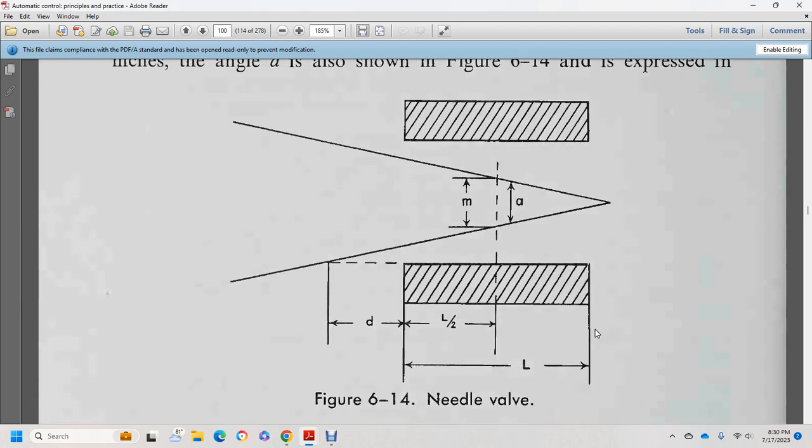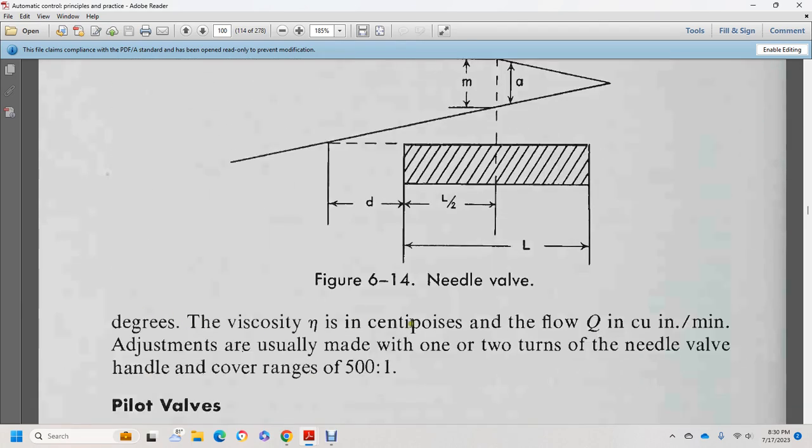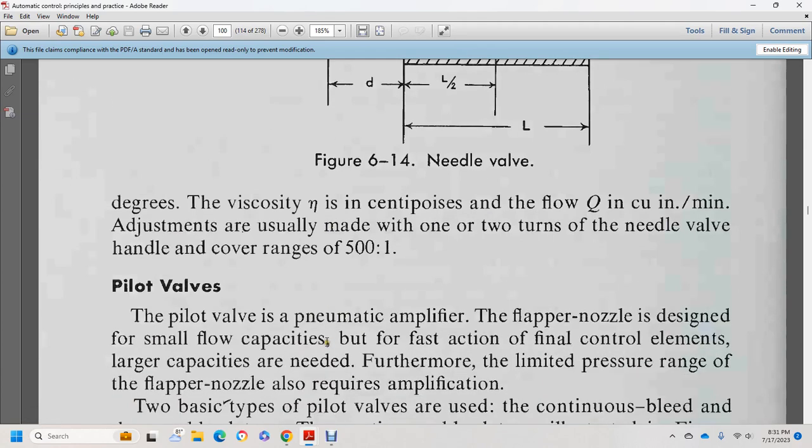Figure 6-14 shows the needle valve, with the angle in degrees. The viscosity N is in centipoise and the flow Q is in cubic inches per minute, adjusted evenly with one or two turns of the needle valve handle, covering a range of 500 to 1.